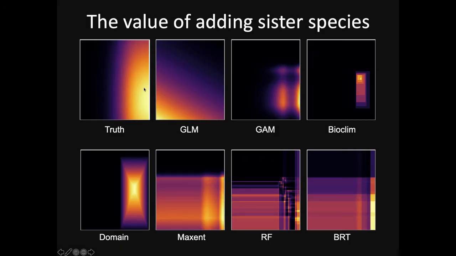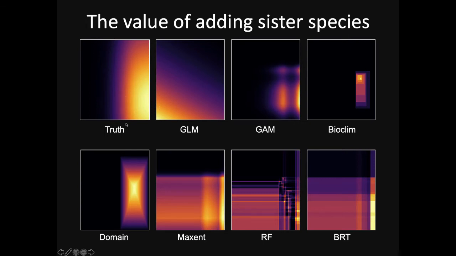So here is the truth for both of those species, the true niche. And then this is a single species model for that southern species. It's in southern Victoria and Tasmania. It's a GLM, GAM, BioClim, a bunch of different algorithms here. Some of these, not too bad. Some of these, chaotic and insane. GLM, doing something completely different.